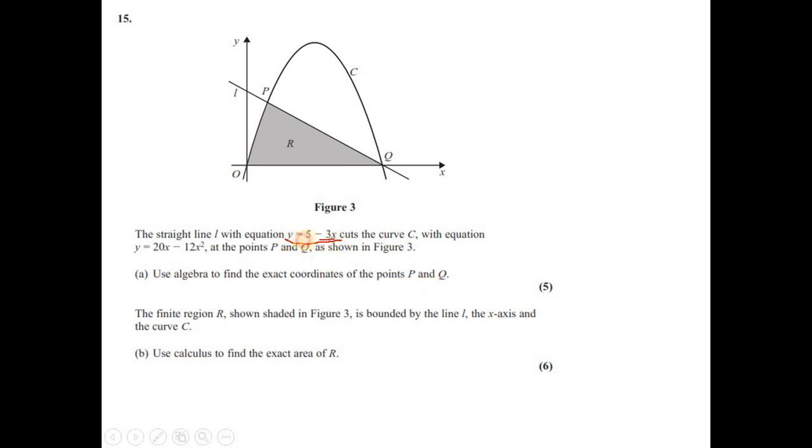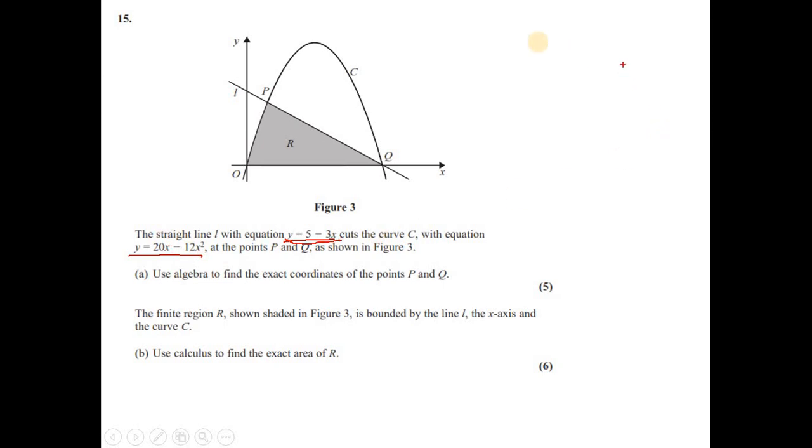One is the equation of the line, y equal to 5 minus 3x, and the second equation is y equal to 20x minus 12x squared. So two equations are given, we need to find the points of intersection, and we can find those points using the technique of solving simultaneous equations. You solve these using the elimination method or substitution method, whatever suits you, and then you can figure out the values of x and y.